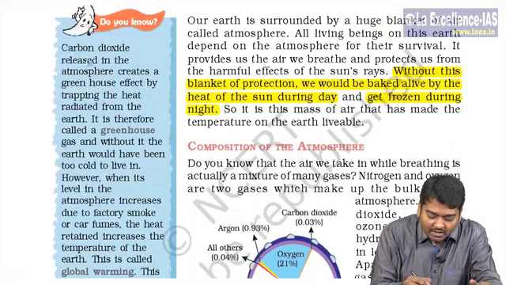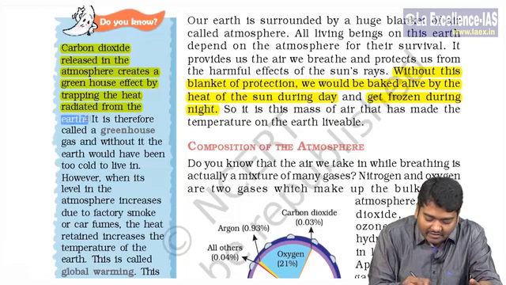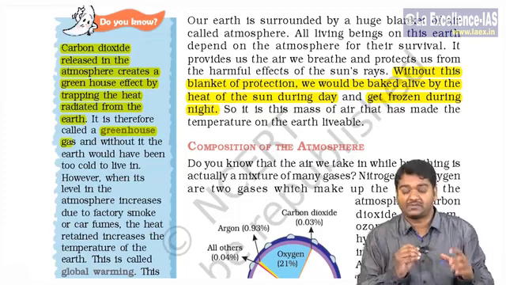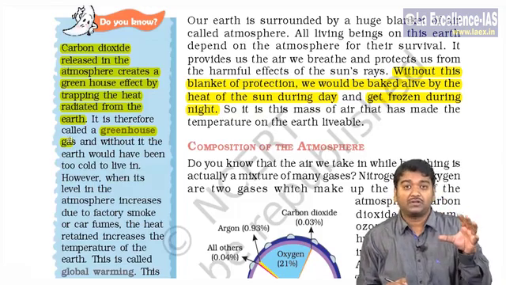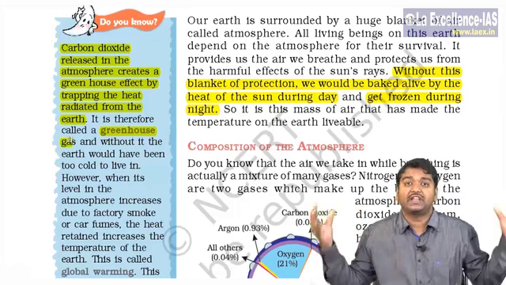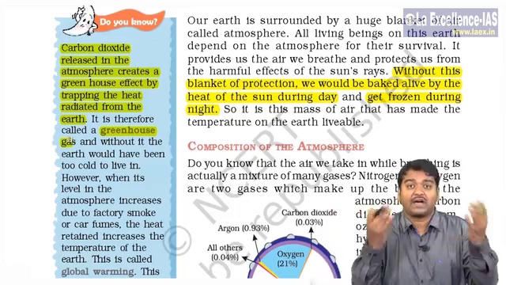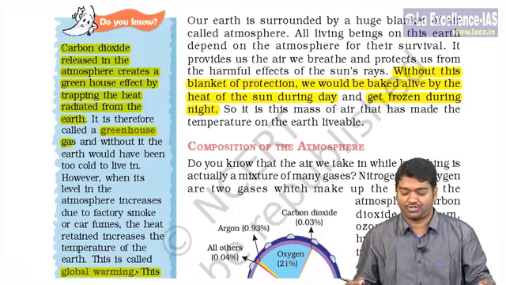Carbon dioxide released in the atmosphere creates a greenhouse effect by trapping heat radiated from the earth. It is called a greenhouse gas. I have already explained this, and it was very, very important initially because earth would have frozen in the night if carbon dioxide was not present. But now with more carbon dioxide being present, it has become a global warming issue.